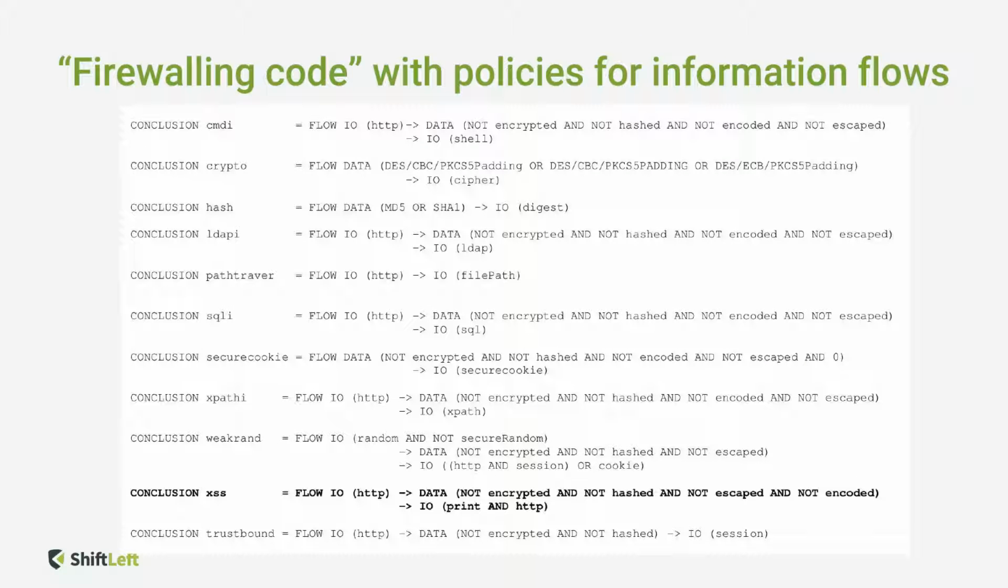And so once we have extracted these high-level flows, what we can do is formulate policy on these flows. So for the cross-site scripting example highlighted in bold here, we would formulate a policy that essentially says, if there's a flow from HTTP to a print routine that also goes out via HTTP plus HTML possibly, and the data on the way is not encrypted, and it is not hashed, and it is not escaped, and it is not encoded, then we call this a cross-site scripting vulnerability. And here you can see these policy rules for the 11 classes.